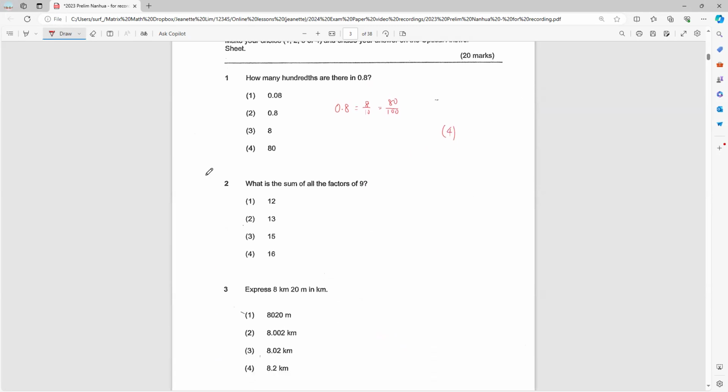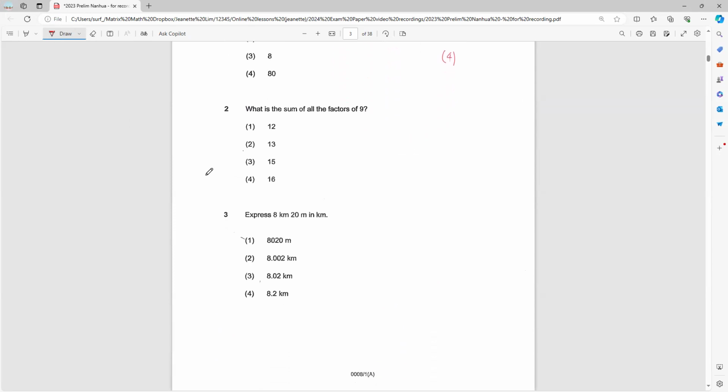What is the sum of all the factors of 9? Okay, so we have all the factors of 9, 1 times 9 and 3 times 3. Now when we add, do not add 3 two times. So we are adding 1, 3, and 9, which is 13. If you add 3 two times, you end up with 16, which is option 4, which is wrong. Okay, so answer is 13, not 16.